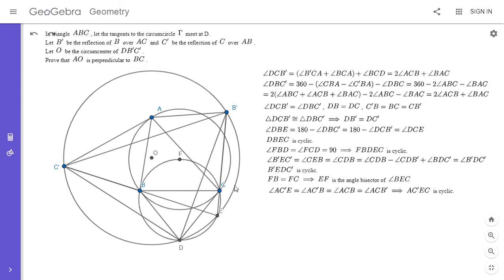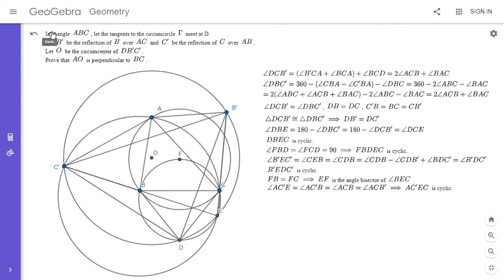So we have angle AC prime E is equal to angle AC prime B, which by symmetry is equal to ACB, and by symmetry that's equal to angle ACB prime. So AC prime EC is a cyclic quadrilateral. So we have lots of cyclic quadrilaterals here. But in particular, we know that AC prime is equal to AC.